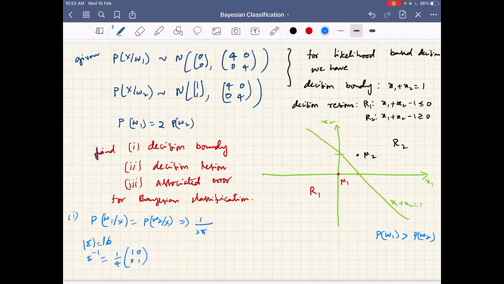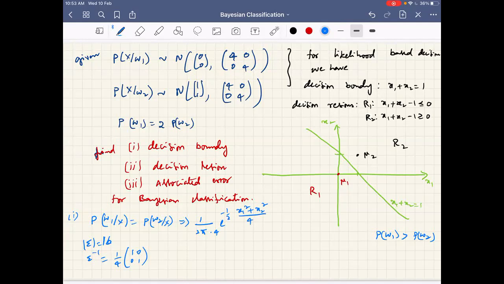Correct? So given this, sigma to the power half is 4, e to the power minus half. What should I write here? As I said, this is a diagonal covariance matrix: x1 square by sigma 1 square plus x2 square by sigma 2 square. Since both are the same here, by 4. Sigma 1 square and sigma 2 square are 4s.